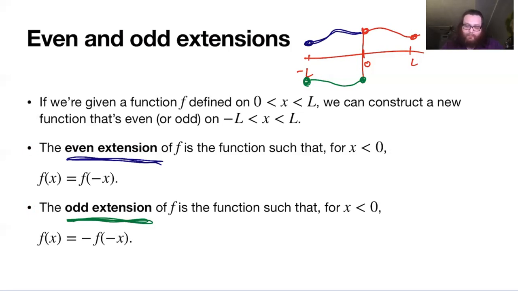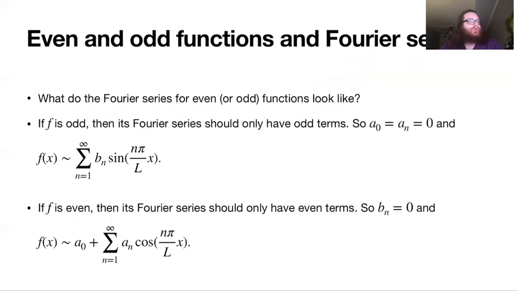Okay, cool. So then the question is, great. We can take these even and odd extensions or work with a given even or odd function. And so the question is, if we have an even or odd function, what are the Fourier coefficients?